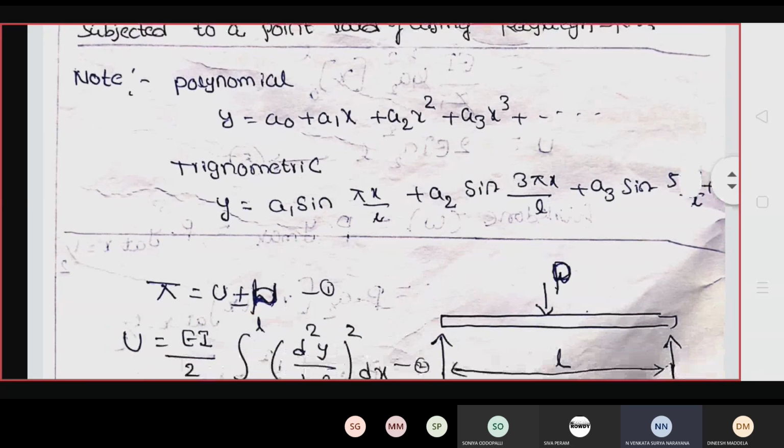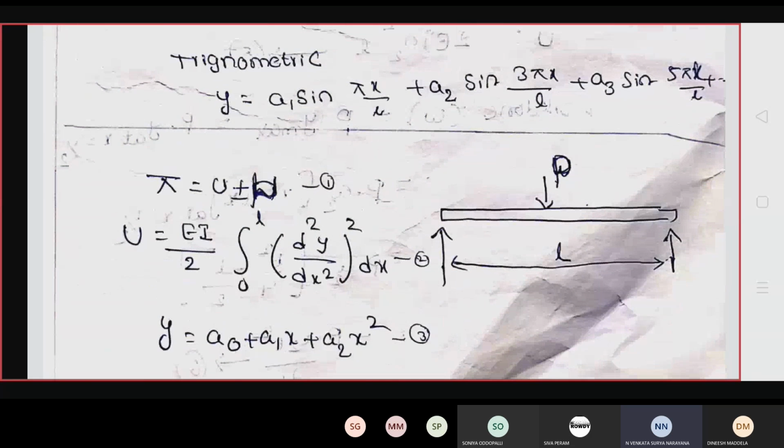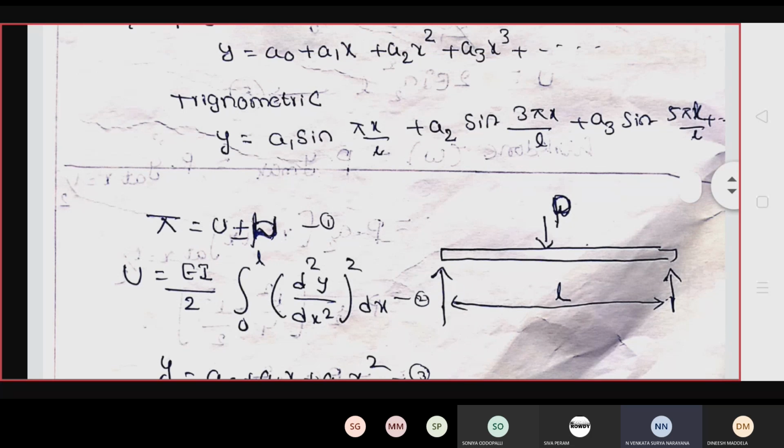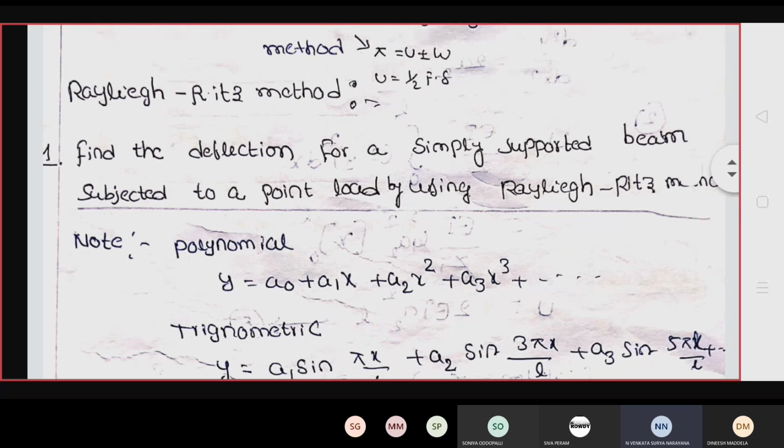We know that from the minimum potential energy principle, pi is the total potential energy, equal to U plus or minus W. Here U is the potential energy or strain energy, and W is the work done. Here we are taking a simply supported beam subjected to a point load, acting at the middle of the beam.